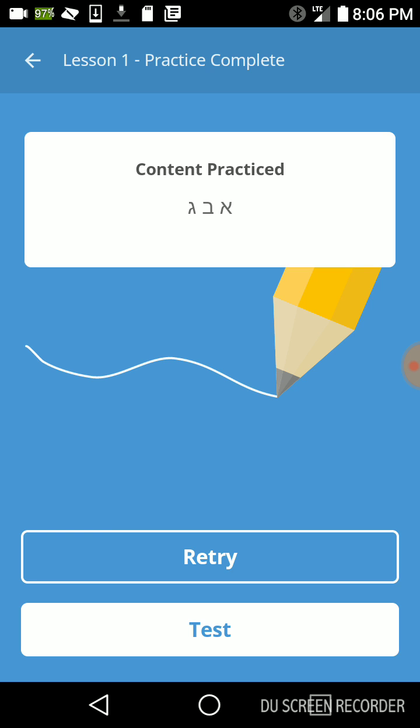Oh. All right. Nun. There you go. All right, so let's do that very quickly. Okay, let's do that again very quickly. The retry. No, I have to take the test. I can't cheat, guys. Mem. Okay, mem. Here we go. Can do that quickly. Lamed. And lamed is right here.